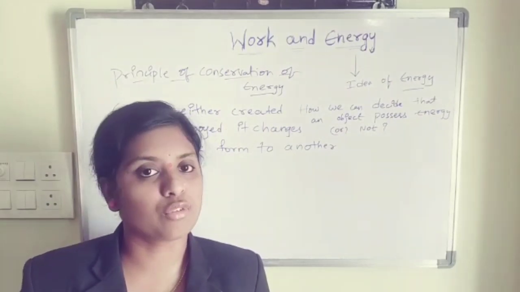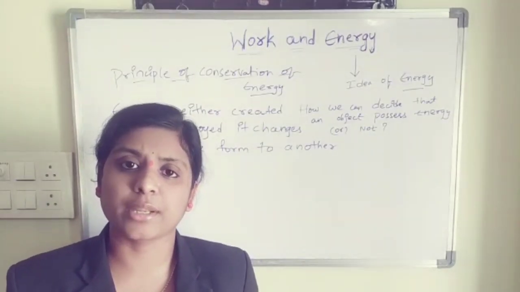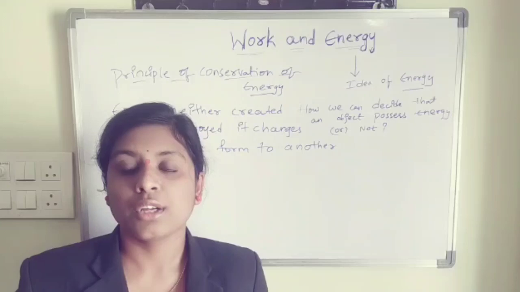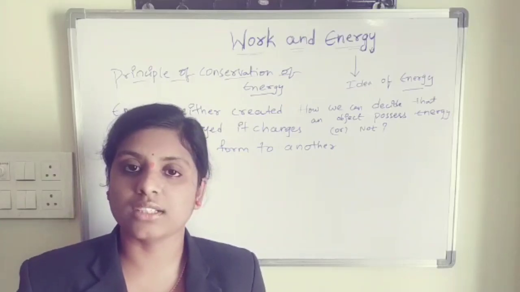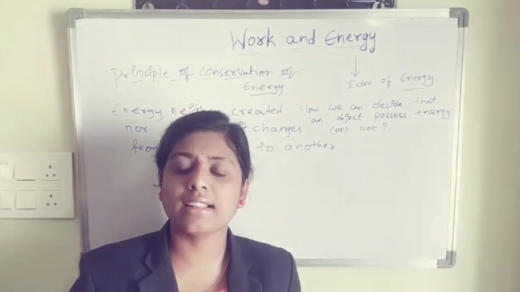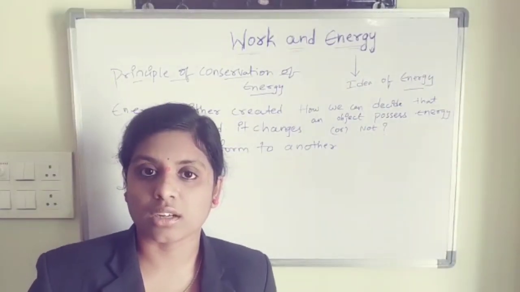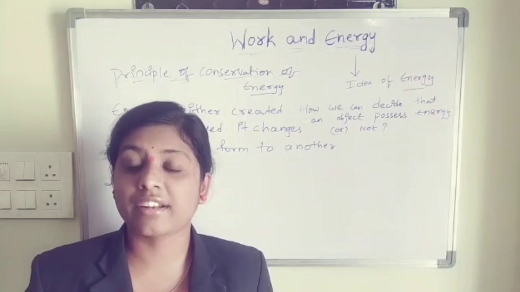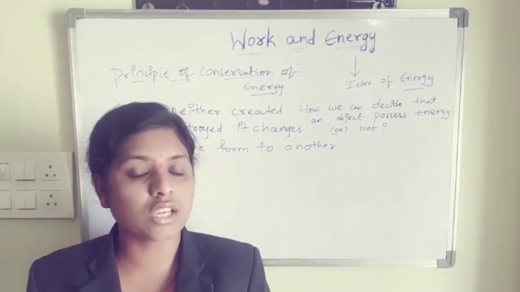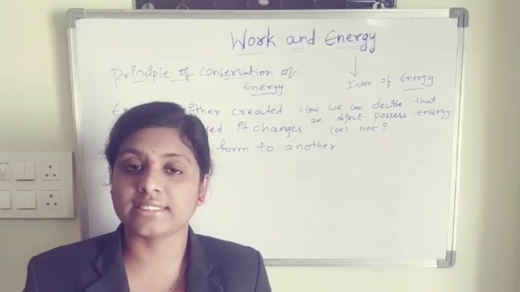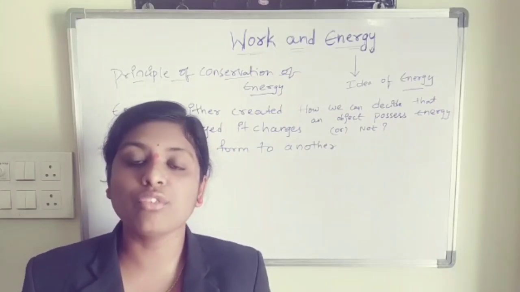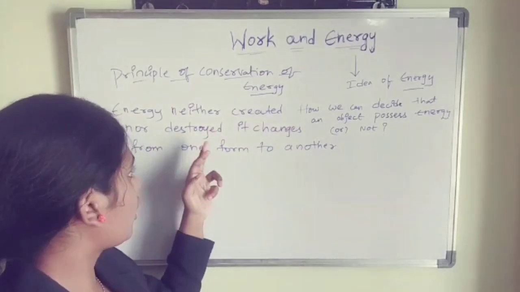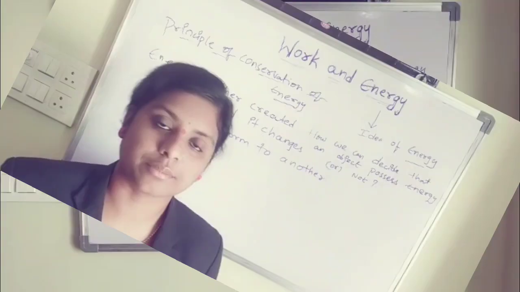Another example, take an electric bulb. How does an electric bulb work? You obviously know the electric bulb uses electric energy and gives us what? Light. Another example, an electric motor: electric energy is converted into mechanical energy. Another example, an electric fan: electric energy is converted into mechanical energy, and of course some part into wind energy. So energy is neither created nor destroyed. It changes from one form to another.